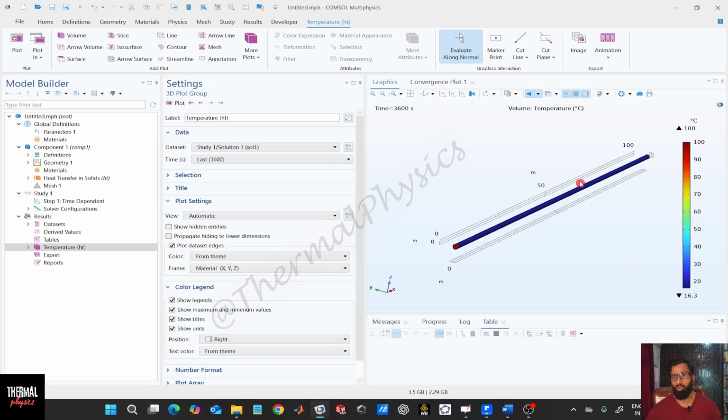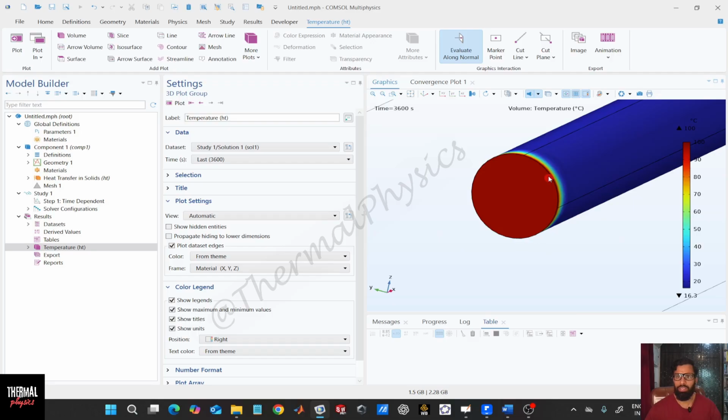Most of the rod is blue, which means it is at 20 degrees Celsius, not influenced by the temperature here. Only this little portion over here will show a temperature gradient, which confirms that we are on the right track towards using the semi-infinite solid model.